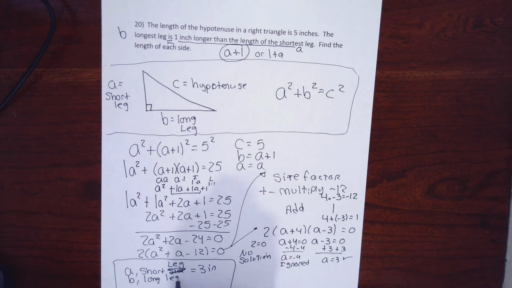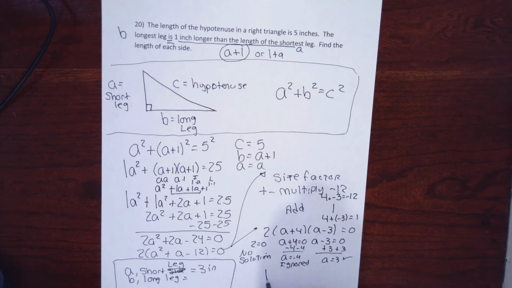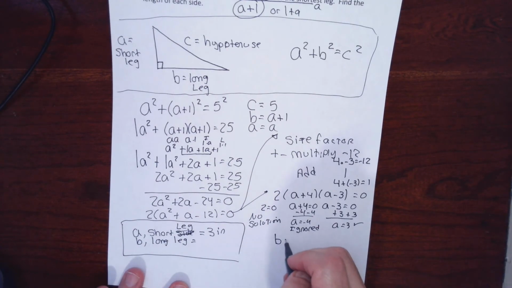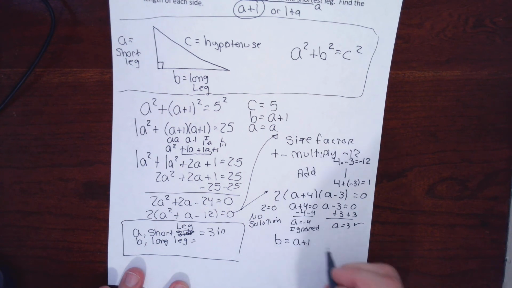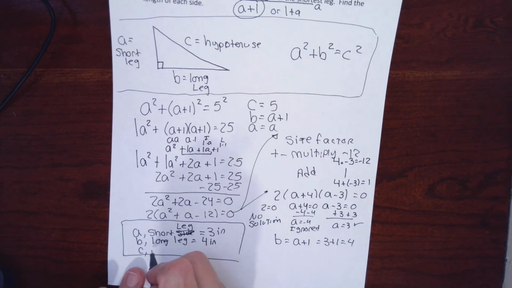And the long leg, well, how do I get the long leg? B is a plus 1. So because B is a plus 1, and because a is 3, the long leg is going to be 4, and I'll tack on my units. I probably don't really need to give this c because it's not an unknown, it's a given, but I'll give it anyways. The hypotenuse, C, is 5 inches.